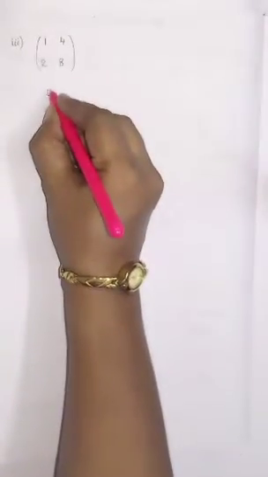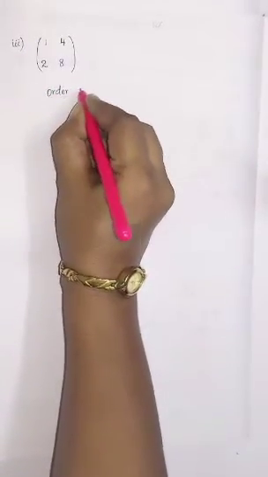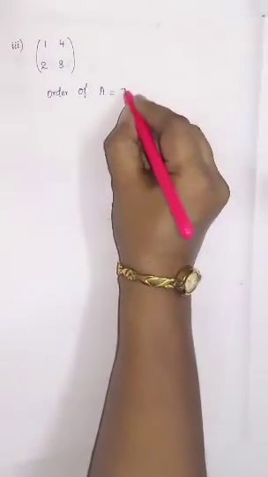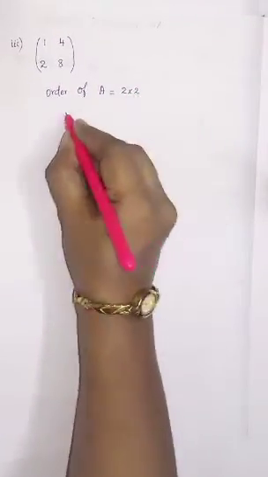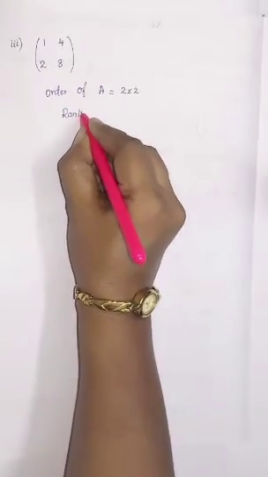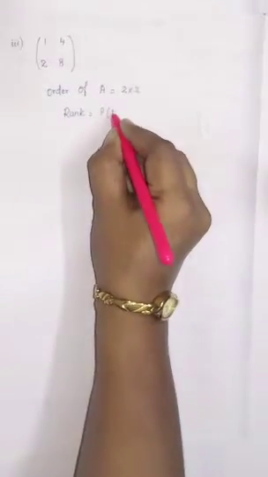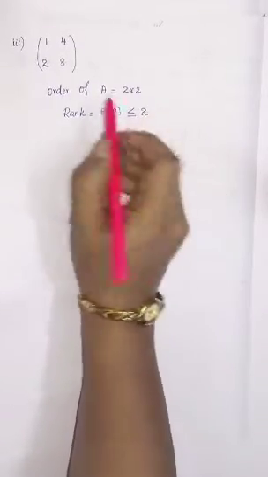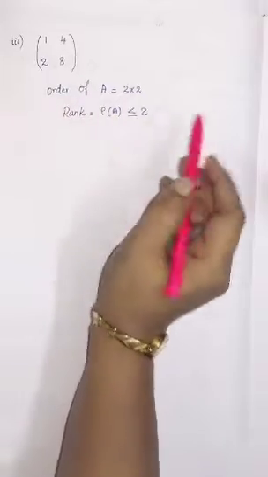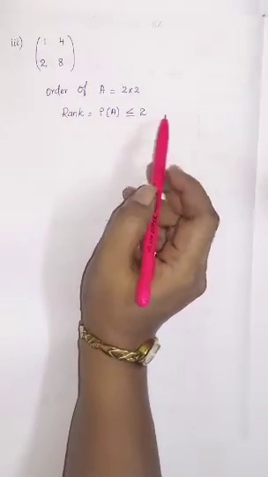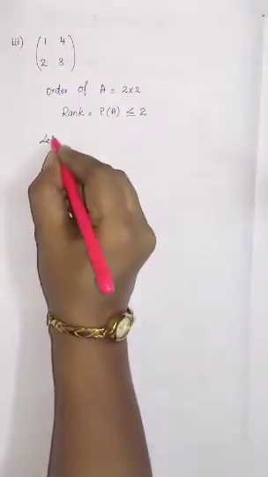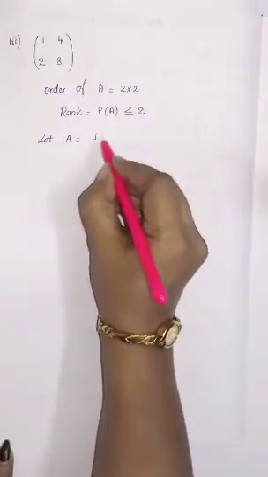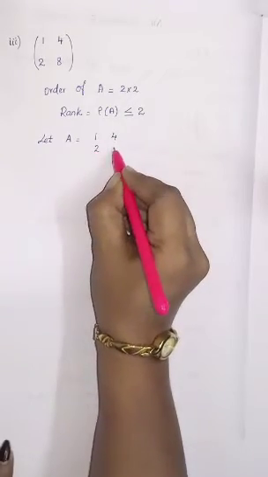So first the order of A is, we have got a 2 by 2 matrix, so we can give 2 by 2. Therefore the rank you can declare as rho of A which is less than or equal to 2. The same condition only, since we have only 2 rows and 2 columns, so 100% the result will be less than or equal to 2. So let A is equal to your given matrix, 1, 4, 2, 8.